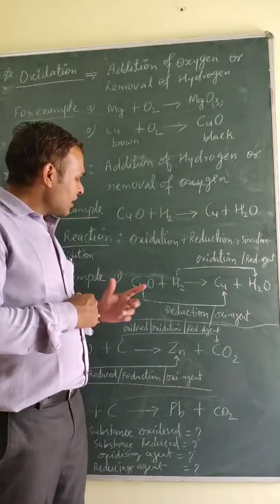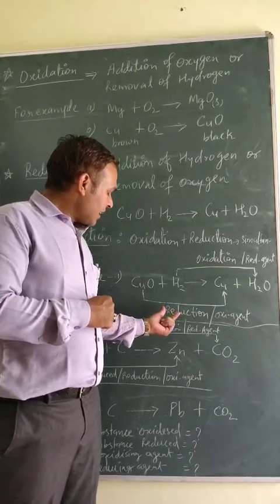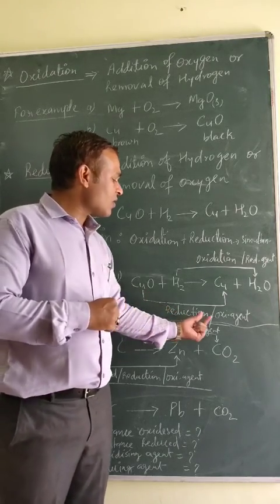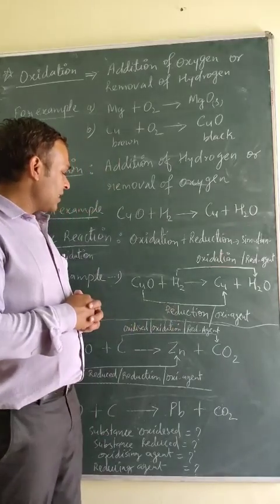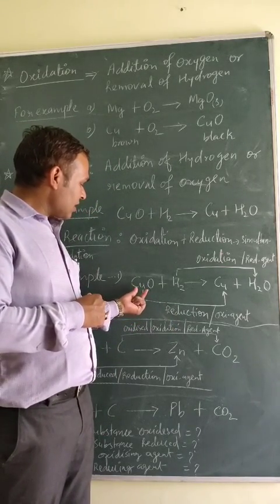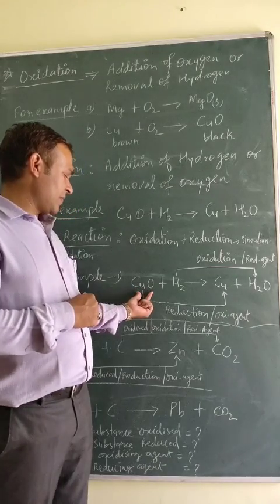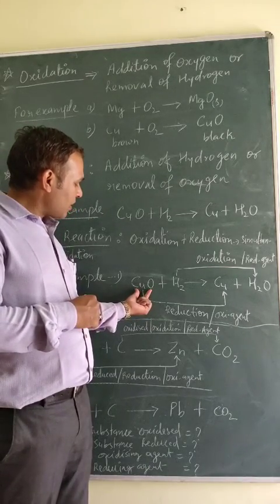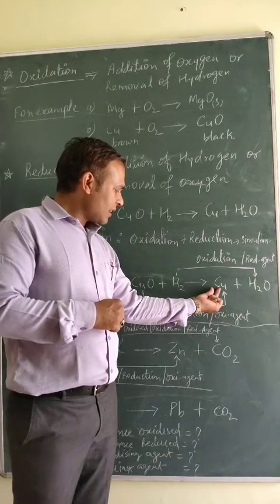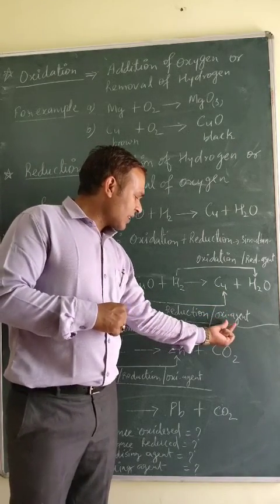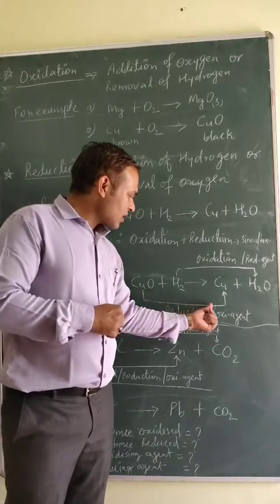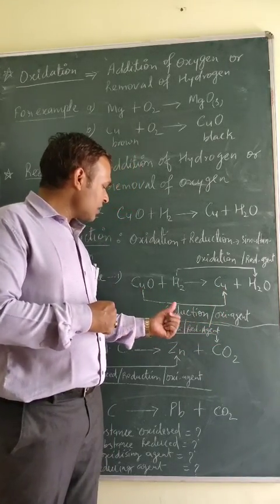So the substance in which reduction is taking place is called the oxidizing agent. Remember, the substance which is reduced. Here you can see copper oxide is reduced into copper, right? So it is an oxidizing agent, and the reduction process is taking place.